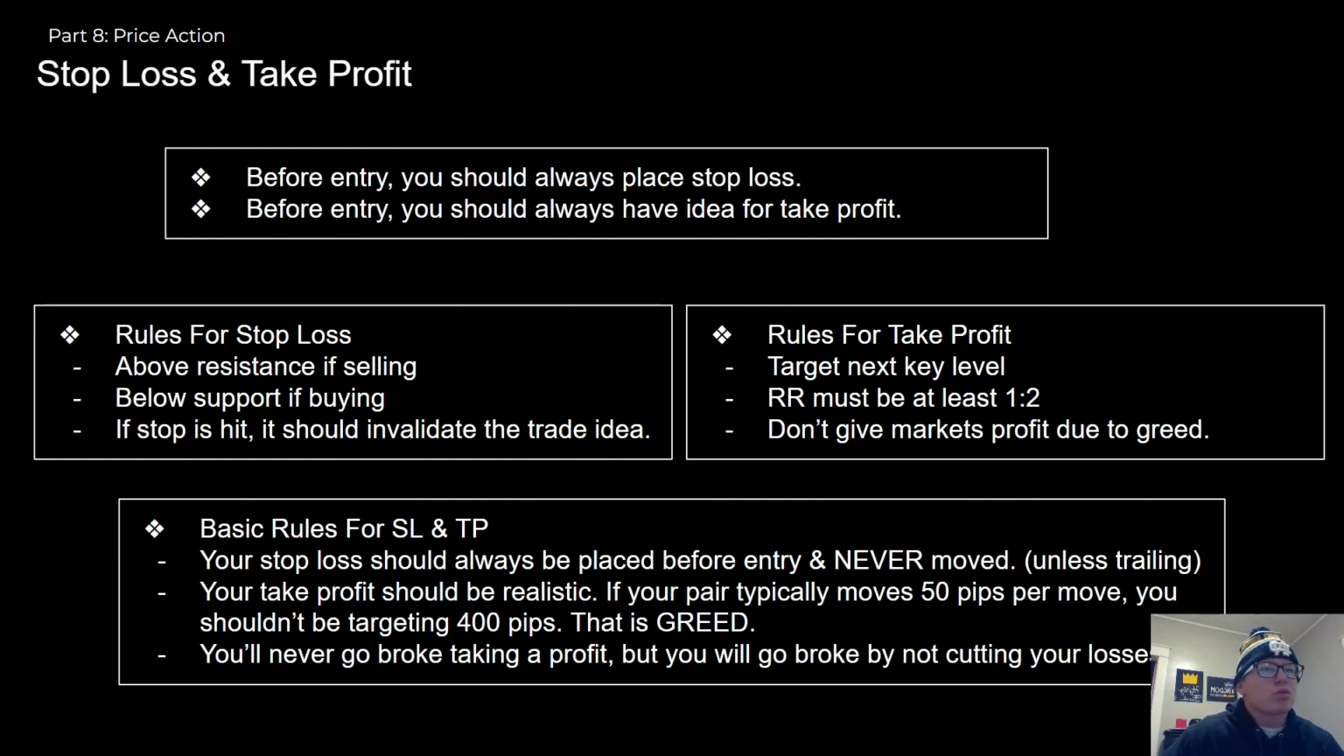Continuing on those basic rules, right? You need to understand that your take profit should be realistic. If your pair typically moves roughly 50 pips per move, you shouldn't be targeting 400 pips. That's just ignorant, come on now. That is greed right there. If you know that when you get a good push, your pair moves 50 to 80 pips, why the hell are you targeting 250, 300 pips?